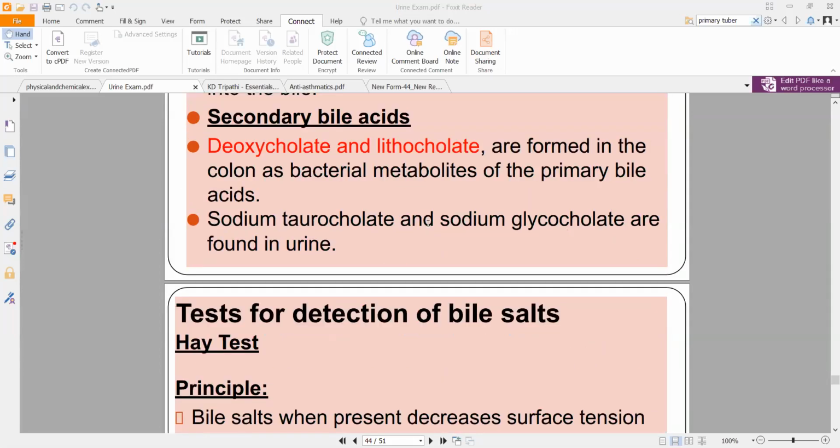Same for what you call secondary bile acids. For example, your deoxycholic acid or lithocholic acid, what will happen to these is these are formed in your colon specifically. Yeah, these are metabolites of your bacteria. In your gut, basically, you have flora, right? So these will be metabolites of your bacteria. Your bacteria are secreting these basically.